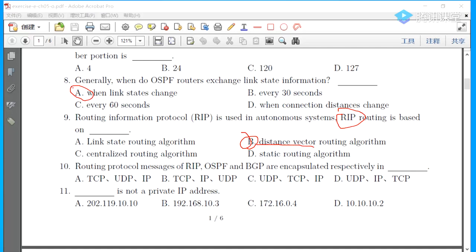OSPF exchanges link states when link states change.